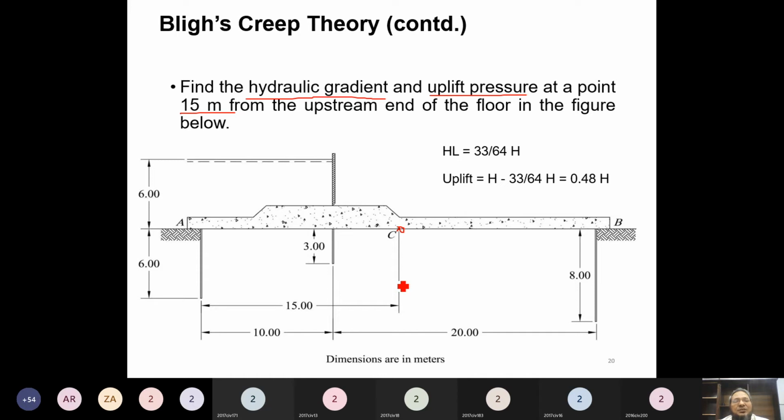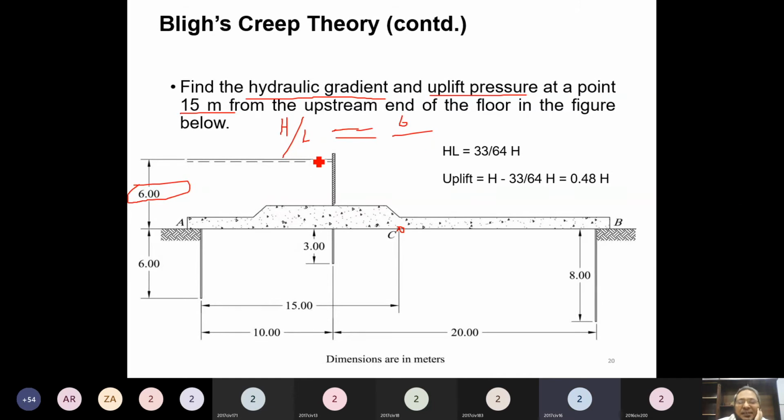तो H over L कैसे निकालेंगे? H divided by L. H कितना है भाई? How much is H? कितने मीटर है? 6 मीटर है ना?